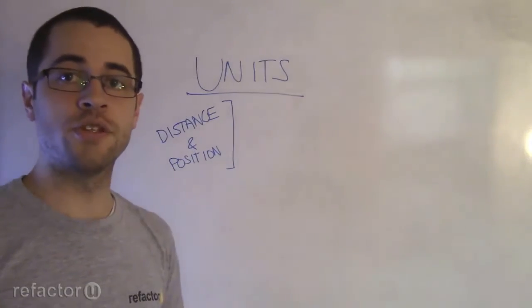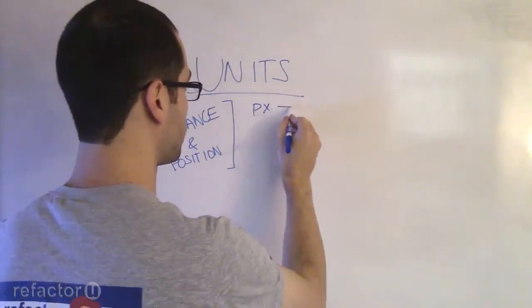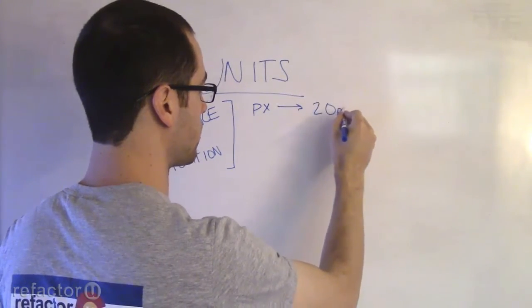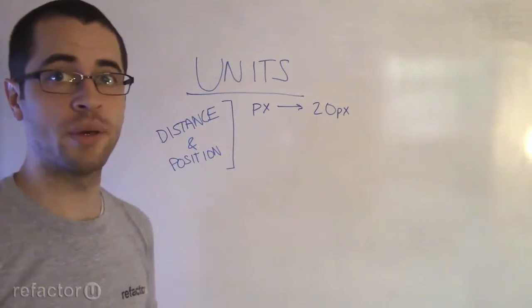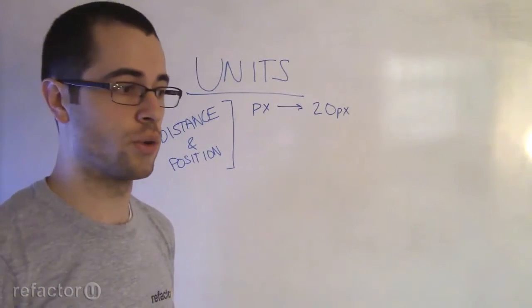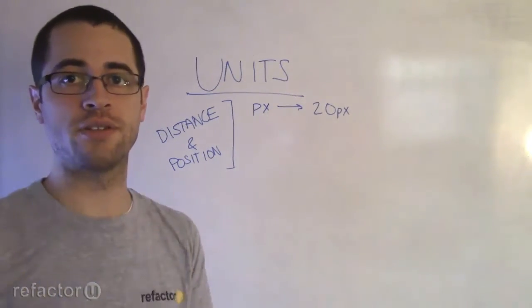The first we can use is px, or pixels. This might look something like 20 px, or 20 pixels. Pixels are in terms of screen size, so 20 pixels will be a distance of 20 screen units.